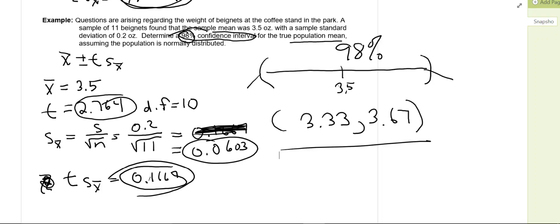Again, work it and then watch the video. All right, so moving on to the next problem.